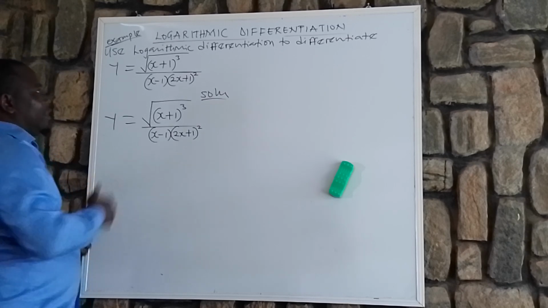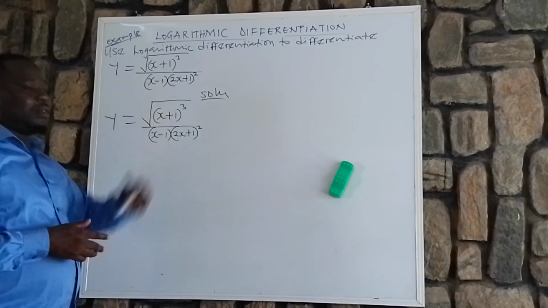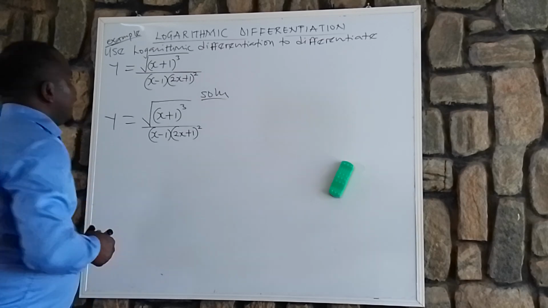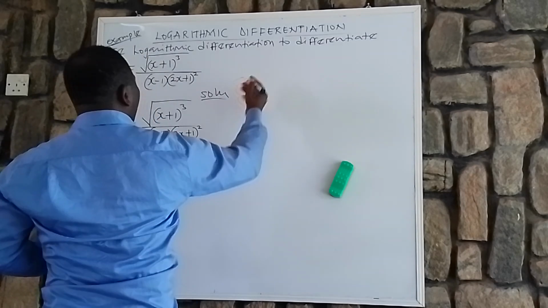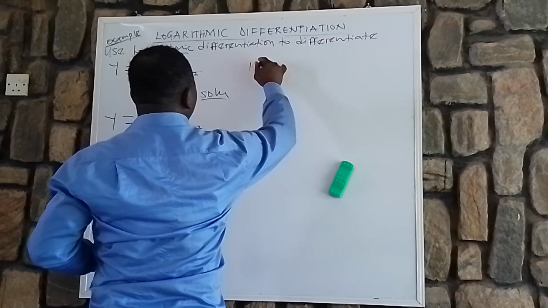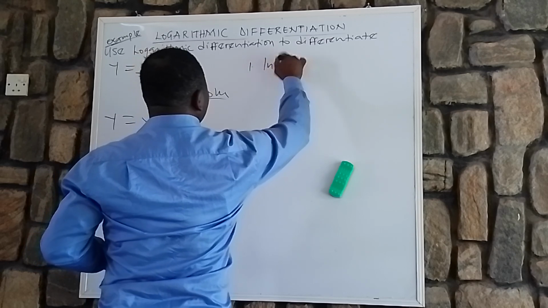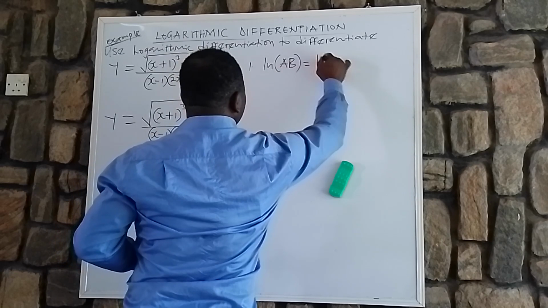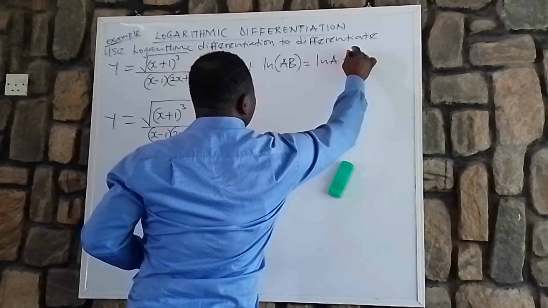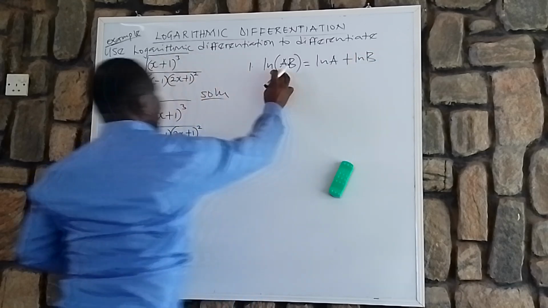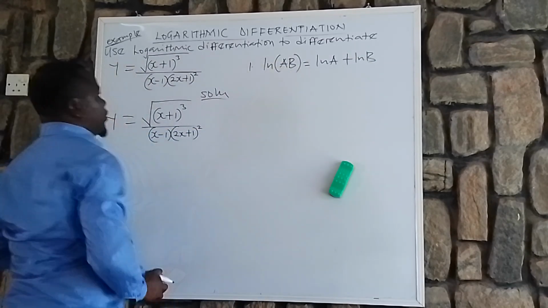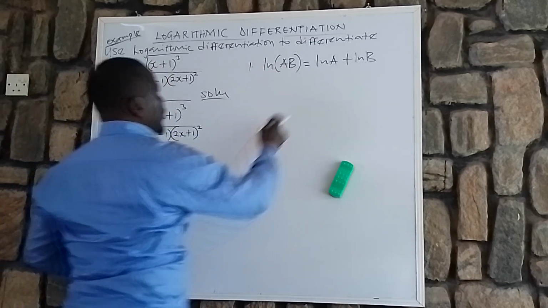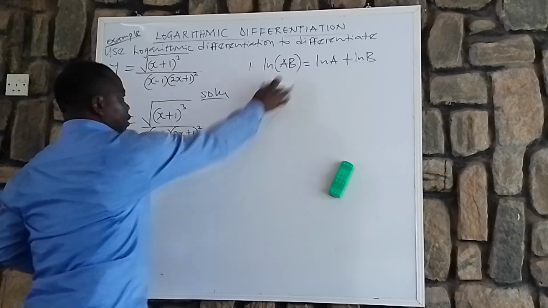laws. There are 3 laws governing logarithmic differentiation. Let me remind us here again. One of the laws says that if we have ln of A times B, this is the same thing as ln A plus ln B. So we assume that we have 2 functions multiplying each other, function A and function B. So we can simplify it this way.